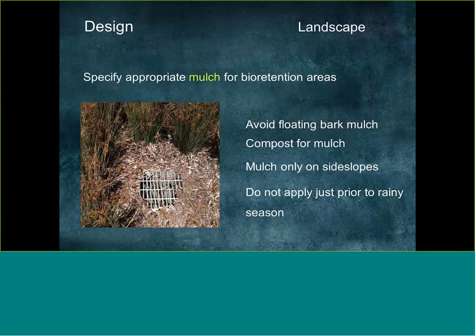Another landscape element is the mulch, and it's important that mulch is properly specified. You don't want floating bark mulch in bioretention systems. Oftentimes we'll just use a compost for the mulch. It doesn't wash out and clog the overflow drains. Another approach is to just mulch above the ponding area, so on the side slopes of a sloped system. And you don't want to put mulch down right before the rainy season.